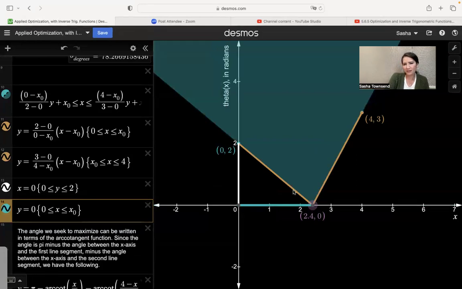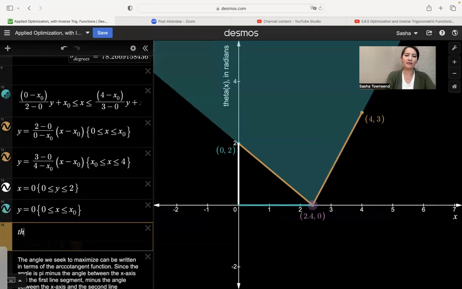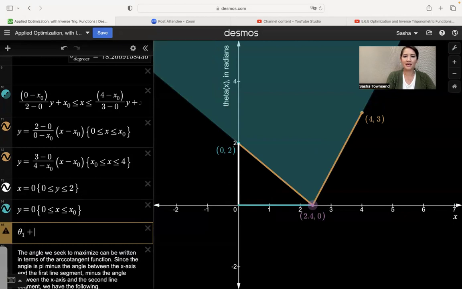Now the angle between that orange line segment and the teal line segment, we could call that theta 1. Now theta sub 1 satisfies the following: the tangent of theta sub 1 is the side opposite theta sub 1, divided by the adjacent side relative to theta sub 1. And the hypotenuse is always opposite the 90-degree angle. So the hypotenuse is that orange side length. So we know that the tangent of theta sub 1 is 2, because that's the length of the side opposite theta sub 1, divided by the length of this teal side, which is x.